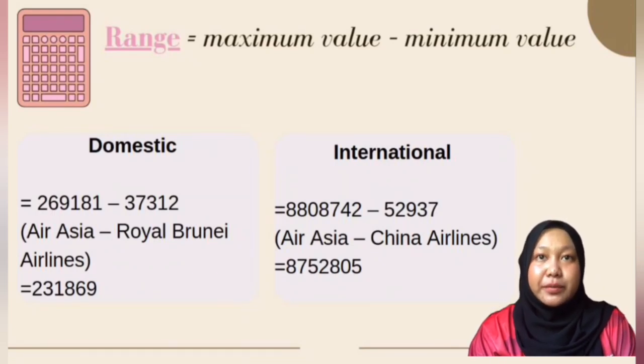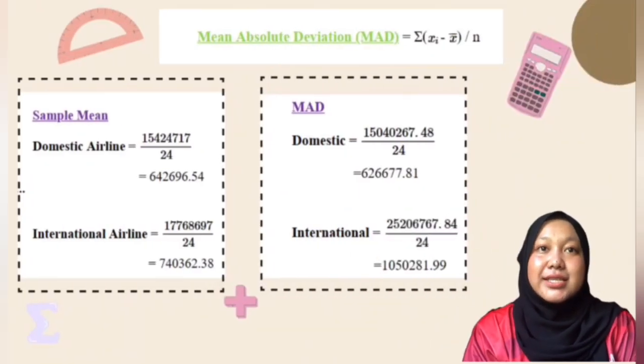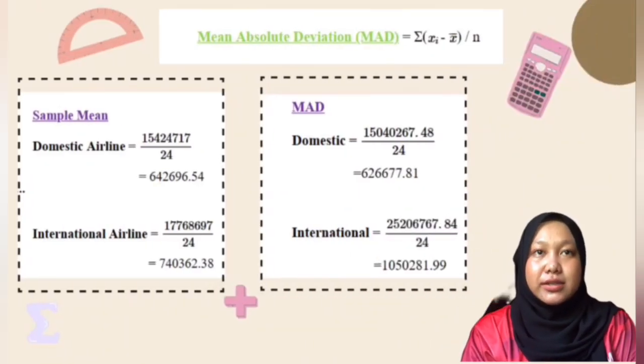Range equals maximum value minus minimum value. And I got for domestic range is 231,869, and for international range is 875,2805. Next, this is the calculation for mean and mean absolute deviation.